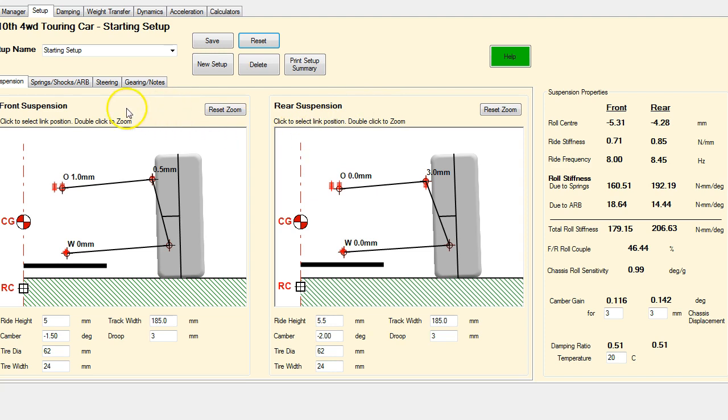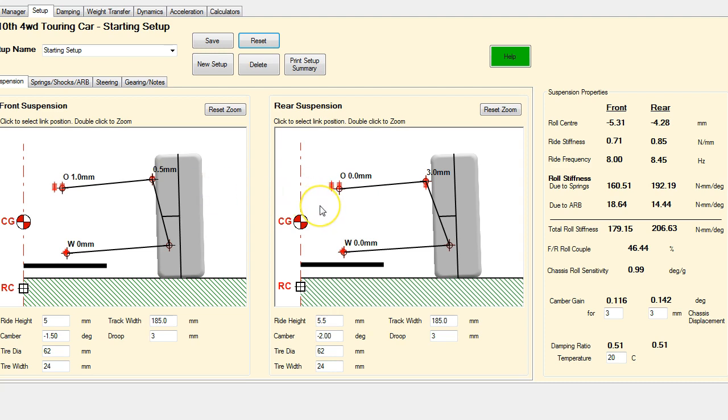Okay, so first thing we want to understand is that shocks only affect the handling when the suspension is moving. So that basically means corner exit and entrance. Those are the only times when the shock is actually going to be affecting the response of the chassis. Mid-corner, when the chassis is fully rolled, the velocity of the shock is zero, so you're not getting any benefit from the shock whatsoever.